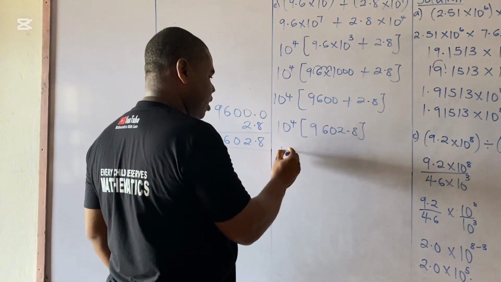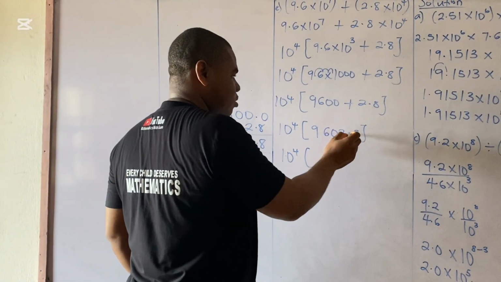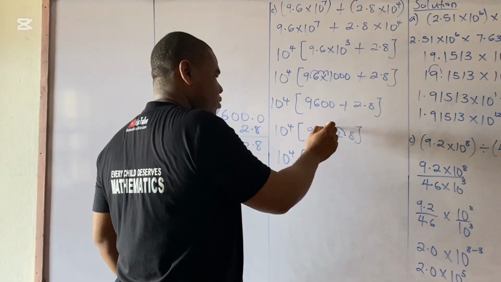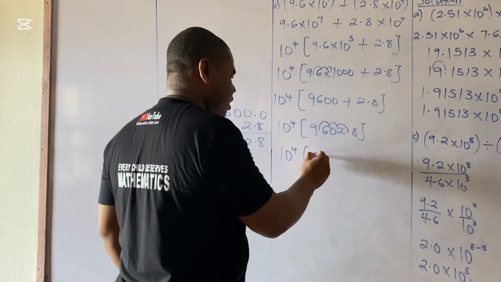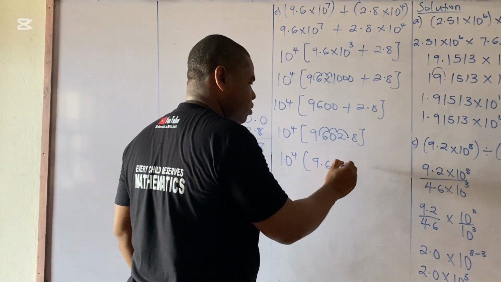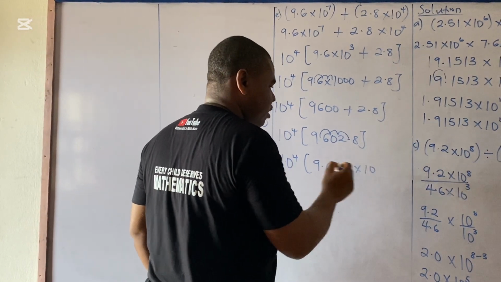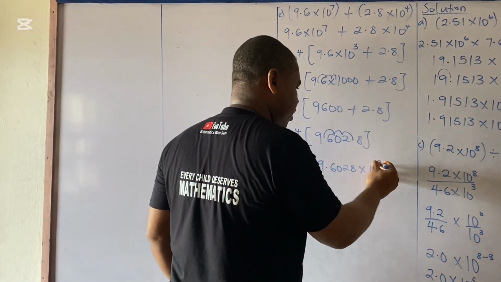So this will be 10 raised to the power of 4 in brackets. Let's go: 1, 2, 3. So this will give me 9.6028 times 10 raised to the power of 3.